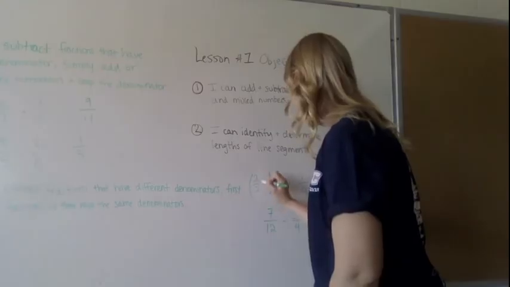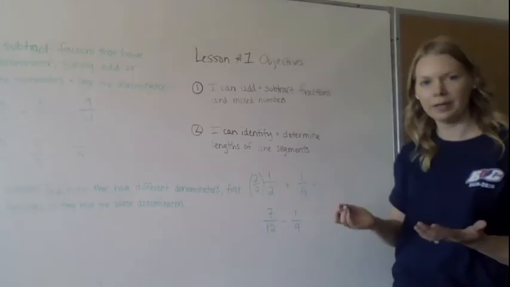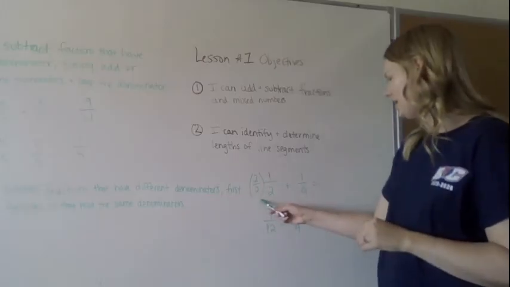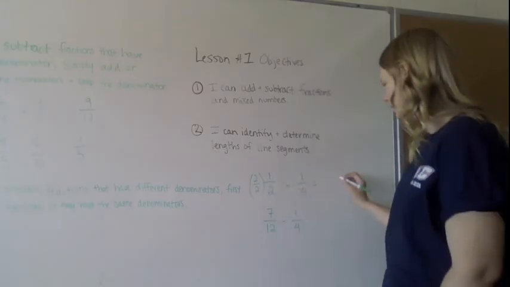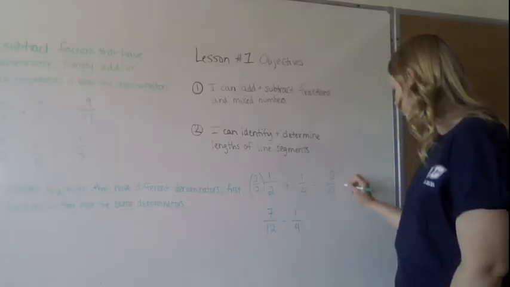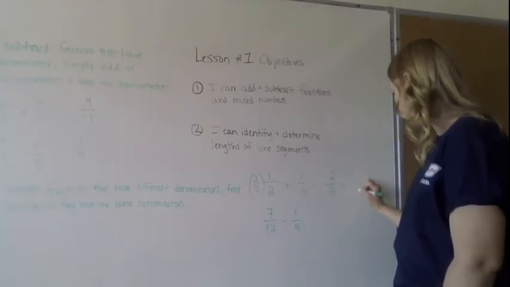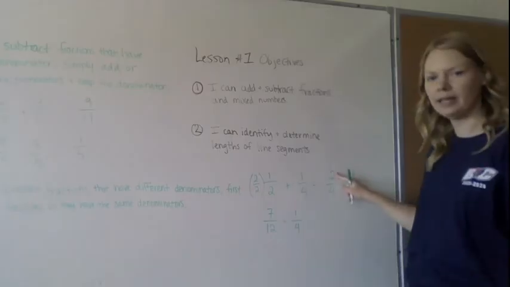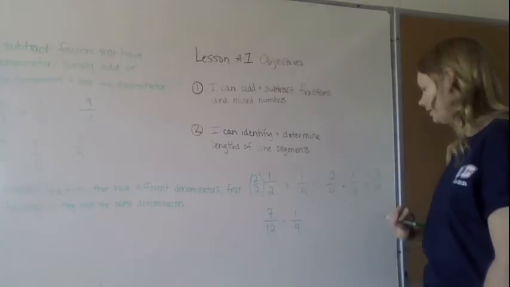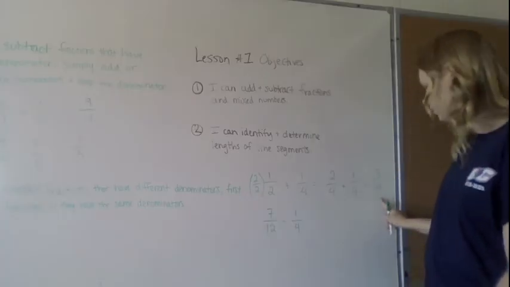We'll multiply by 2/2 because that's the same as multiplying by 1 when our numerator and denominator are the same. And so now this fraction I can rewrite as 2/4. So this problem now becomes 2/4 plus 1/4, which means I can add the numerators. 2 plus 1 is 3, and keep that denominator as 4.